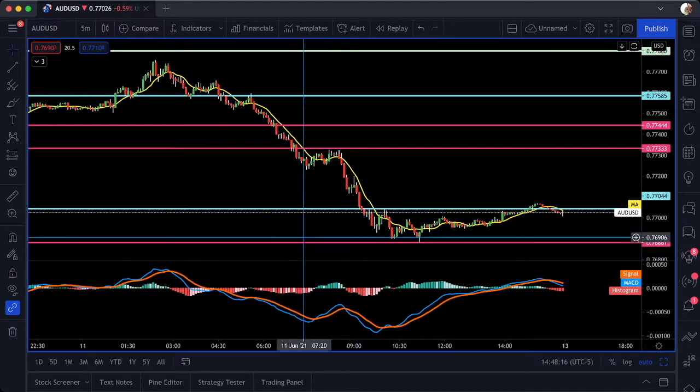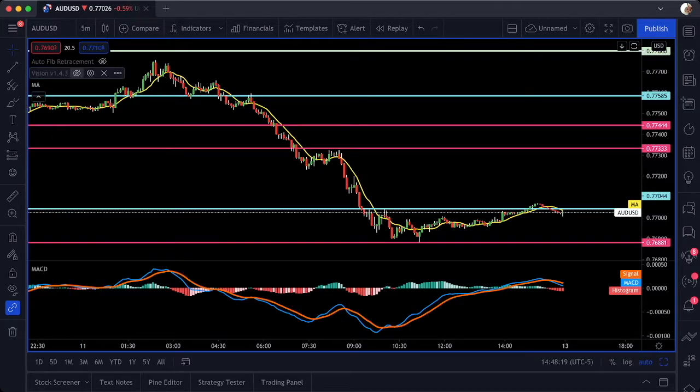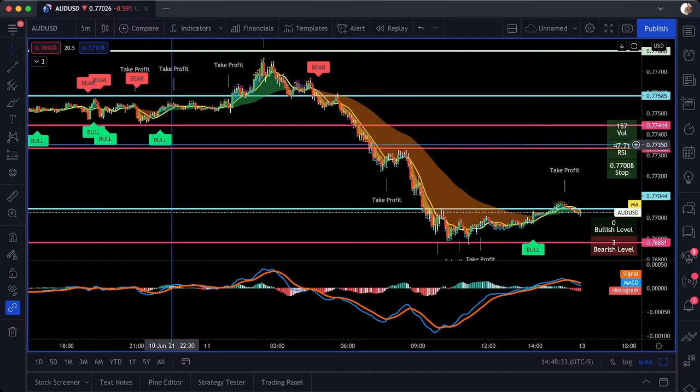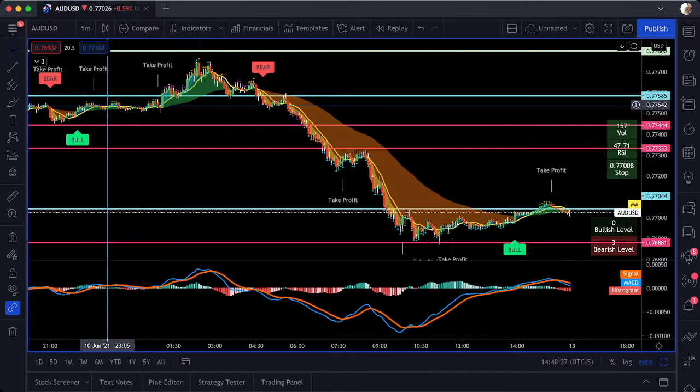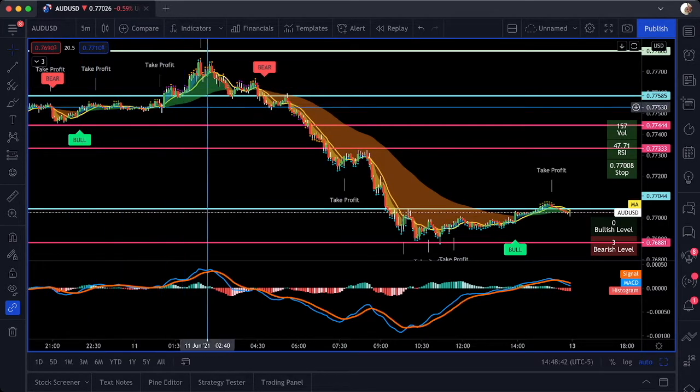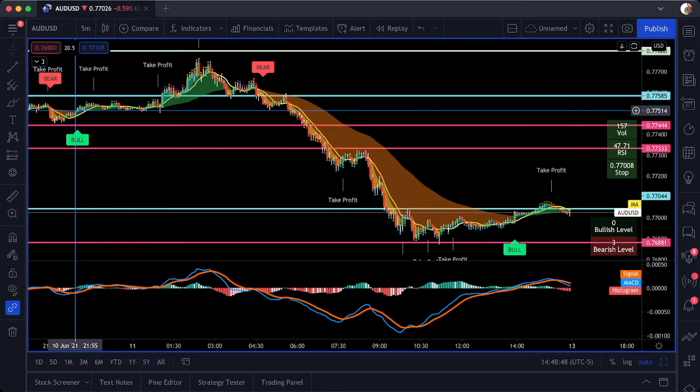So I will actually show you what Vision signaled to me. I was not trading in here, not on the 5-minute. I was trading with the 1-minute over here just because it was trading sideways. So crossed here, Vision confirmed with a buy signal there.